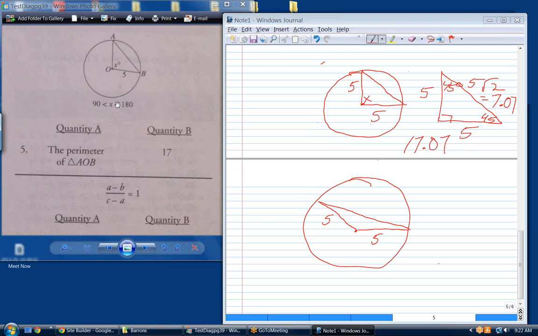And as x gets bigger than 90, this third side merely gets bigger, so the perimeter of the triangle always has to be bigger. In other words, as long as 5 root 2 was a number greater than 7, even if it was only greater by 1/billionth, then that would have been enough.